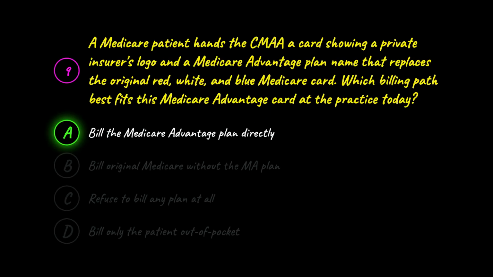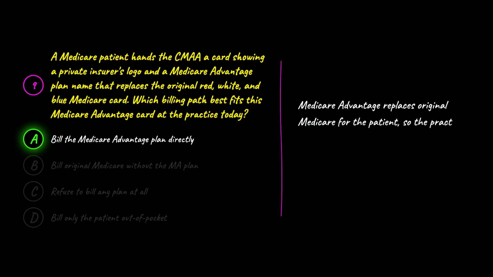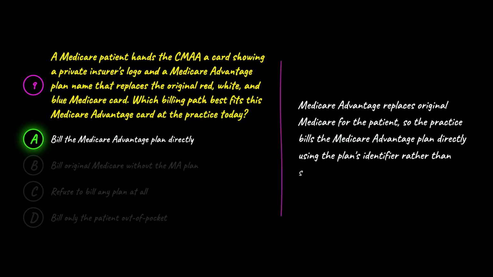The correct answer is A. Bill the Medicare Advantage plan directly. A is correct because Medicare Advantage replaces original Medicare for the patient, so the practice bills the Medicare Advantage plan directly using the plan's identifier rather than submitting claims to original Medicare for these patients.